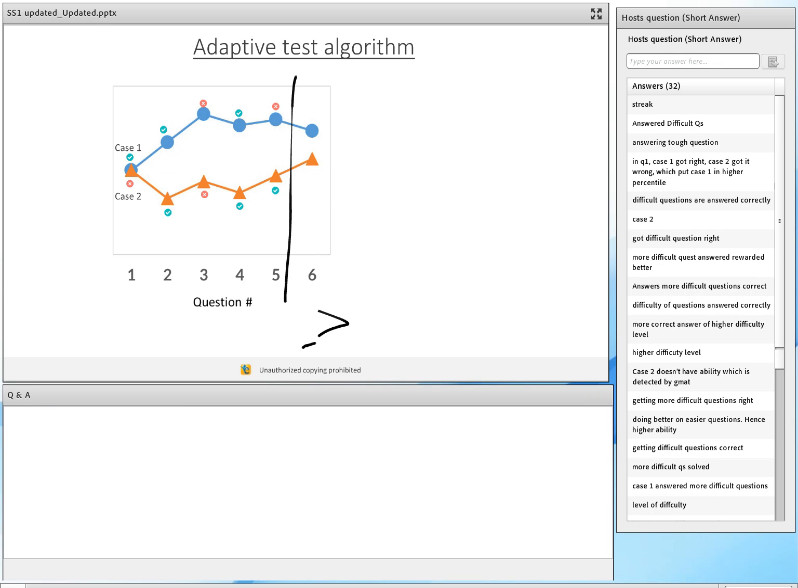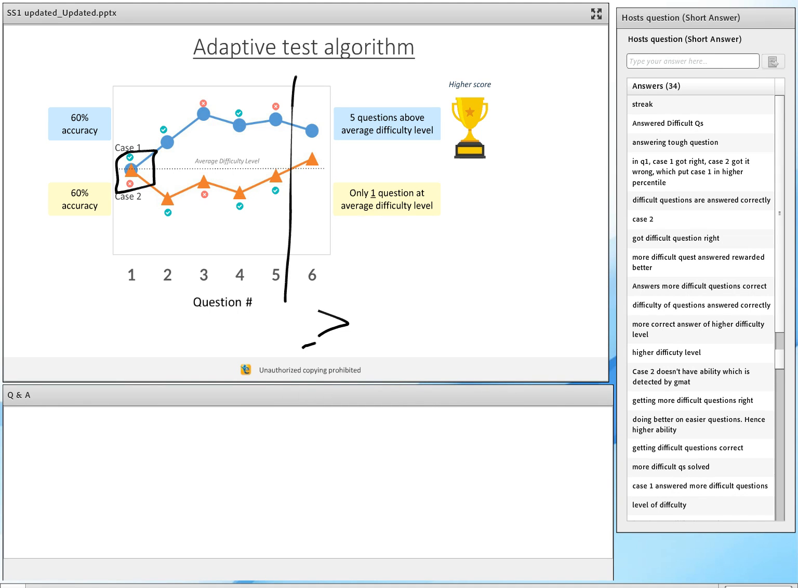So a lot of you say answer difficult questions, answer tough questions. Level of difficulty, that's perfect. Yes, that's exactly the case. Even though both these students got 3 out of 5 questions correctly, what you would find is that case 1 got questions which were at the average difficulty level or above. Case 2 only got the first question, which was at the average difficulty level. And that's why, despite 60% accuracy for both students, this guy got a much higher score.